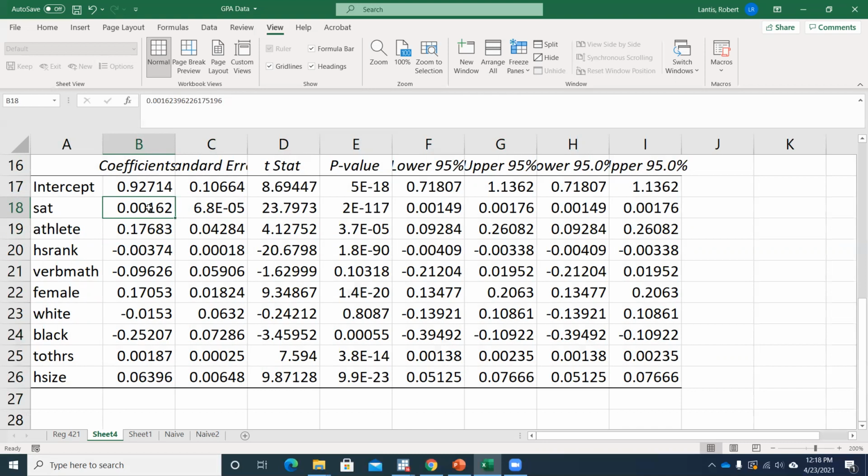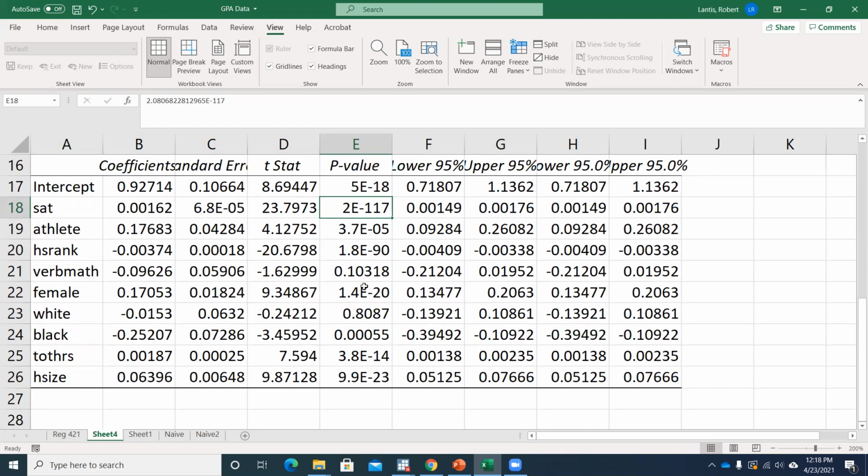Okay? You can kind of think about, what if I tried to interpret this SAT score variable? Well, then the idea there is 2 individuals who are either both athletes or both not. They have the same high school rank, same score on this test, etc. Right? All this other stuff is identical for these 2 individuals. But one of them scores 1 more unit, or 1 point higher on the SAT score, then their predicted GPA would go up by 0.001. And that's pretty significant, right? E to the negative 117, that's a p-value of 0. Okay?